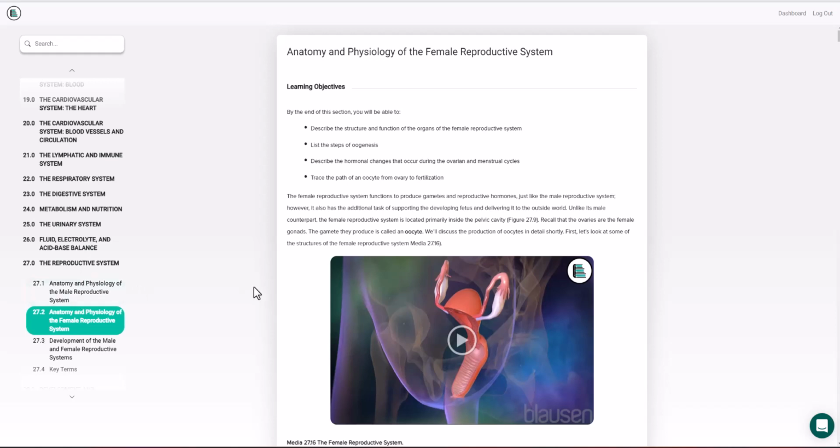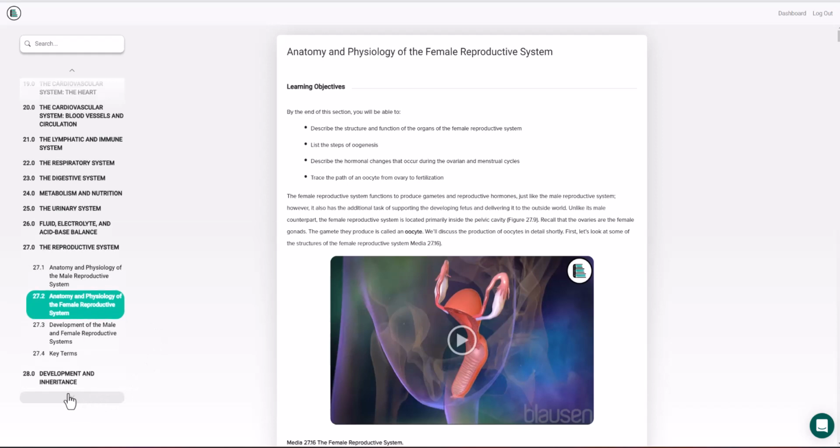Welcome to your last lecture presentation for the semester. Today we'll be discussing the female reproductive system. This is going to come from Blossom 27.2. At the very end, I'm going to have just a little thing to say about 28.1.